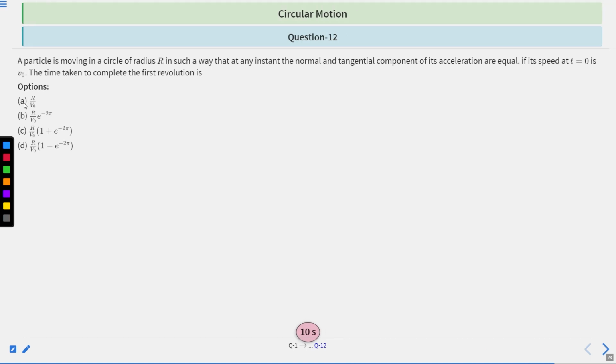12th question. A particle is moving in a circle of radius r in such a way that at any instant the normal and tangential components of its acceleration are equal. If its speed at t equal to 0 is v naught, the time taken to complete the first revolution is what? Given options are these. So which option is correct? You have 10 seconds to solve this question. After 10 seconds we will provide the solution.